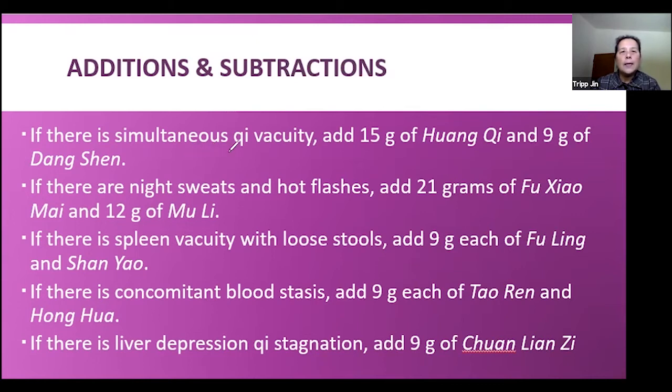If the patient has qi deficiency, we add qi-tonifying herbs, Huang Qi and Dang Shen. If the patient has night sweats and hot flushing, we can add some astringent herbs and also herbs that bring the heat down. Fu Xiao Mai is an astringent herb that stops sweating, and Mu Li brings the heat down.